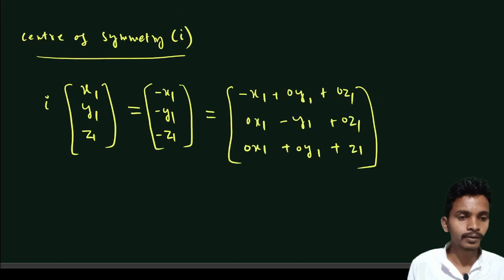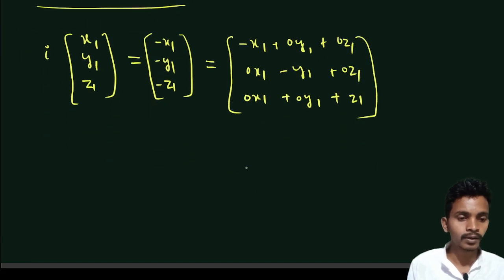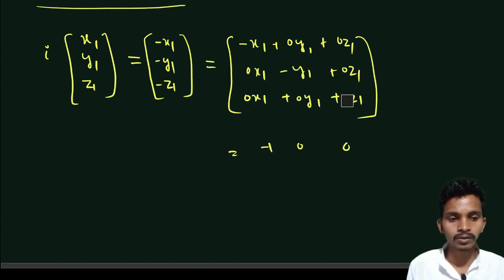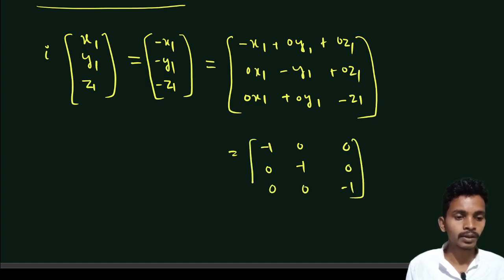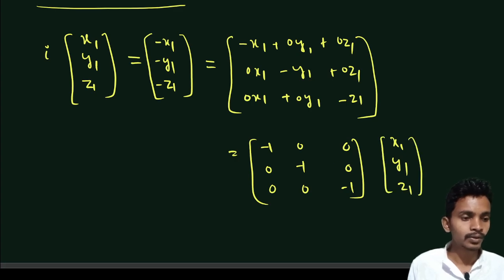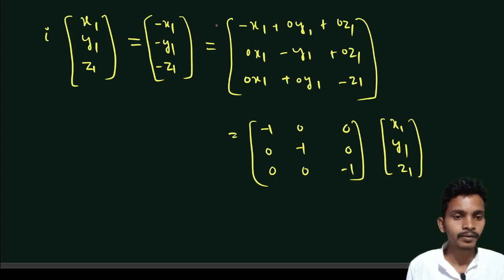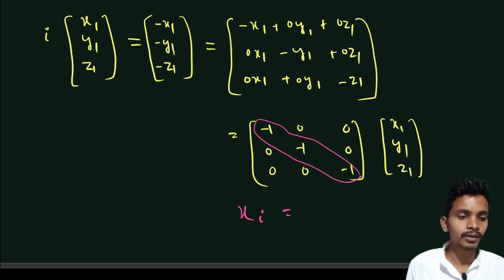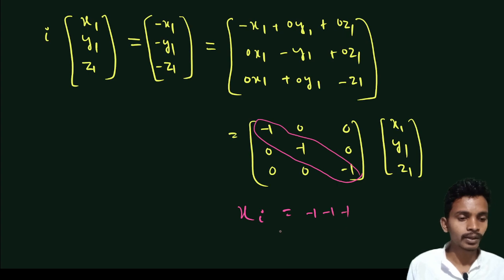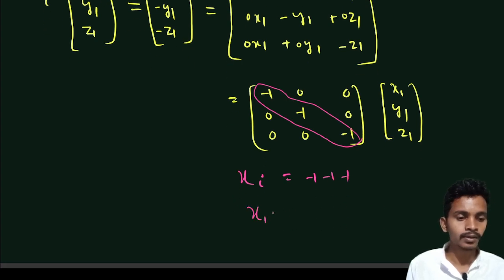And this one we can write as -1 0 0, 0 -1 0, 0 0 -1, and it will give rise to x1, y1, and z1, which we applied. Okay, so for these matrices we can calculate the character of I by adding the diagonal elements. So this is -1 -1 -1, that gives rise to -3.